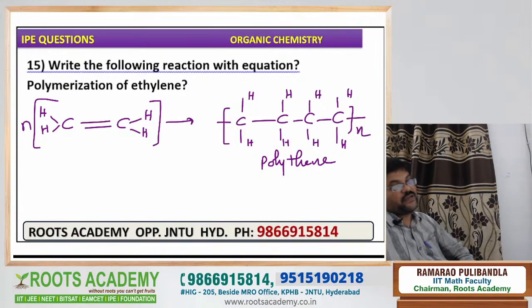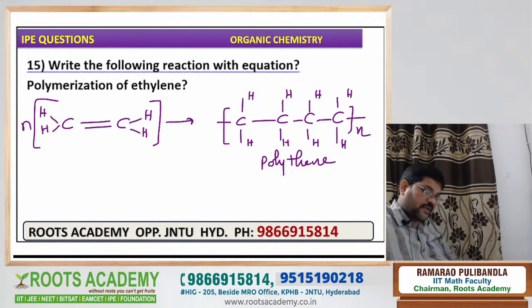Simple explanation. The pi bonds break down and add up. Because one pi bond, when it breaks down, each carbon gets 1 electron.